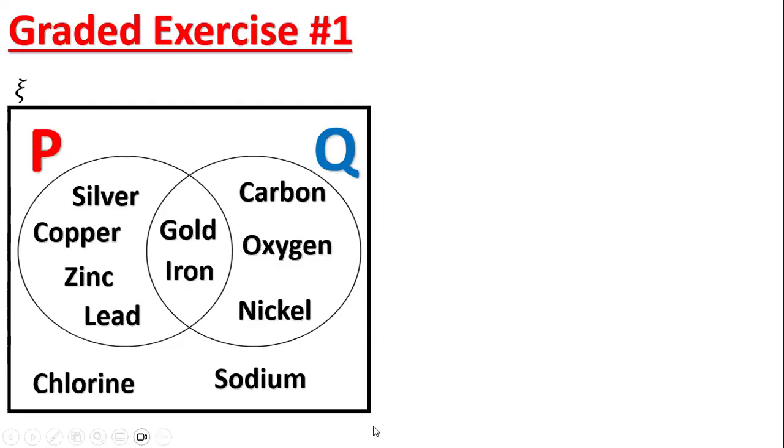What are these, by the way? Anyone? They are the elements on the periodic table. Very good.